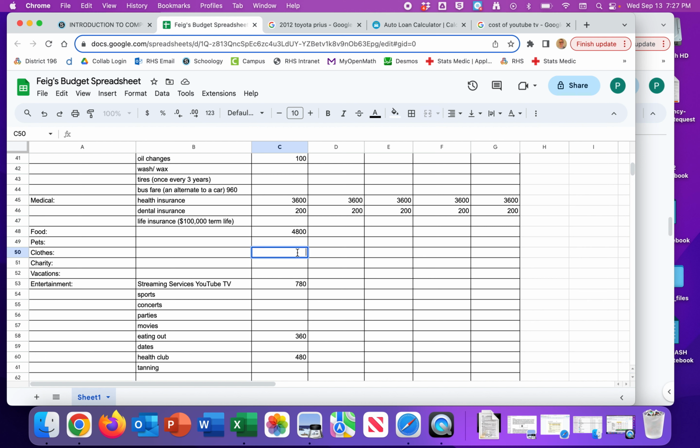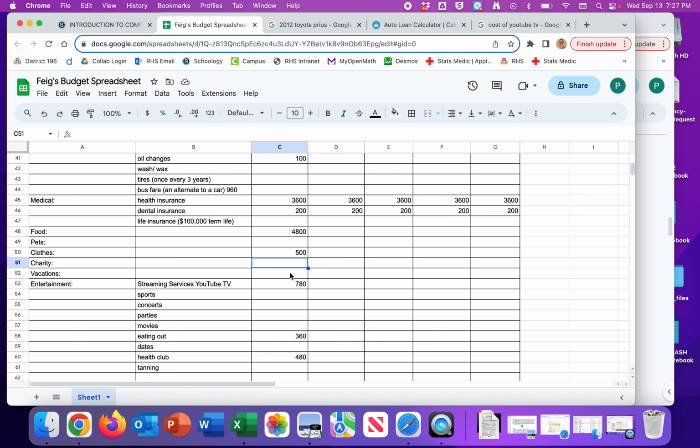Your clothes. How much are you going to budget for your clothes? Let's say you're going to allow yourself $500 a year for that. Shoes, socks, pants, shirts, the whole 9 yards. Are you going to give money to charity? Do you want to be generous?